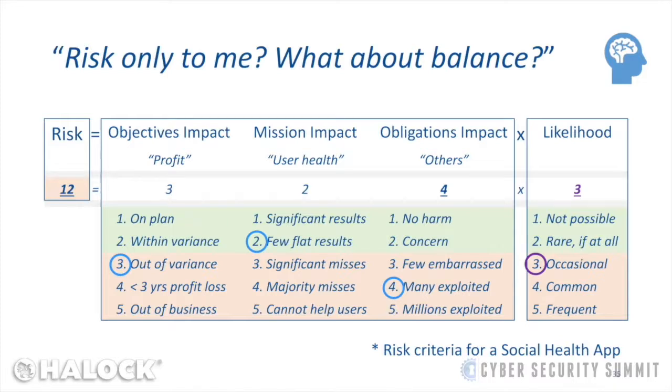Similarly, obligations impact, we need to protect other people's information. If there's no harm or no concern of end users based on some breach, then we would consider those to be okay. If a few of our users were embarrassed by things that were disclosed about their health information, that would be unacceptable, right? So what we're saying is we're drawing a line between those things that are unacceptable to our users and unacceptable to us and unacceptable to our mutual interest, our mission.